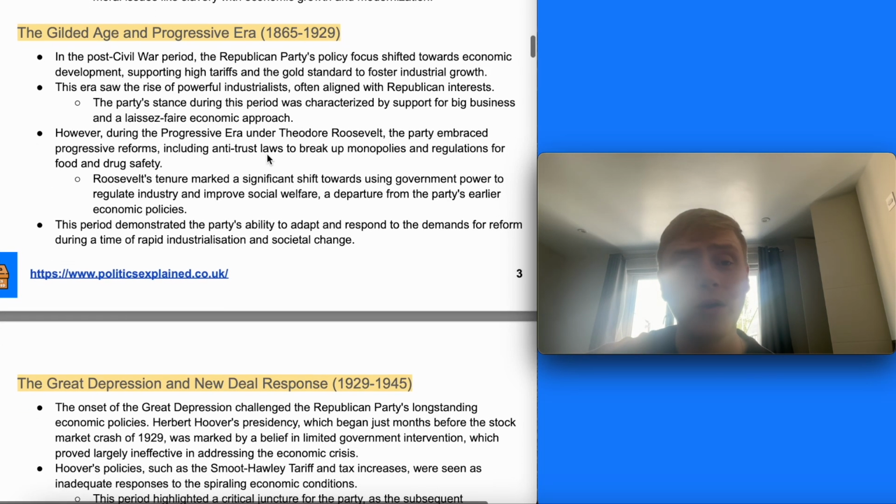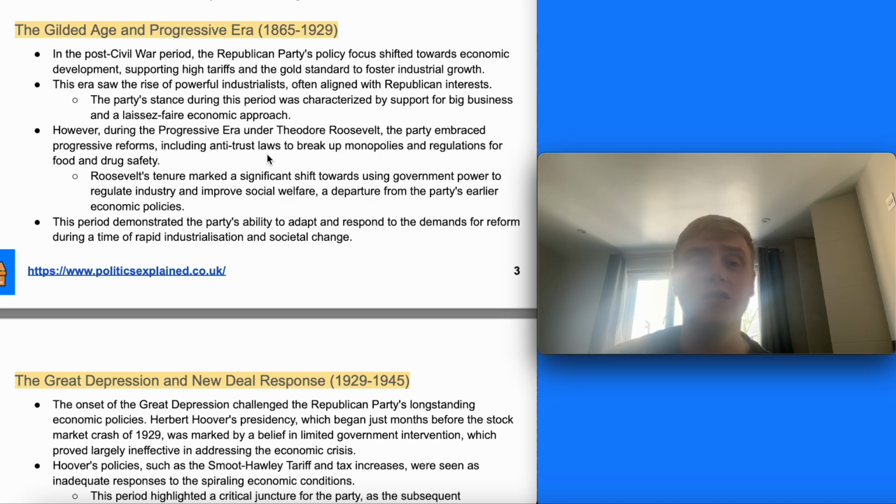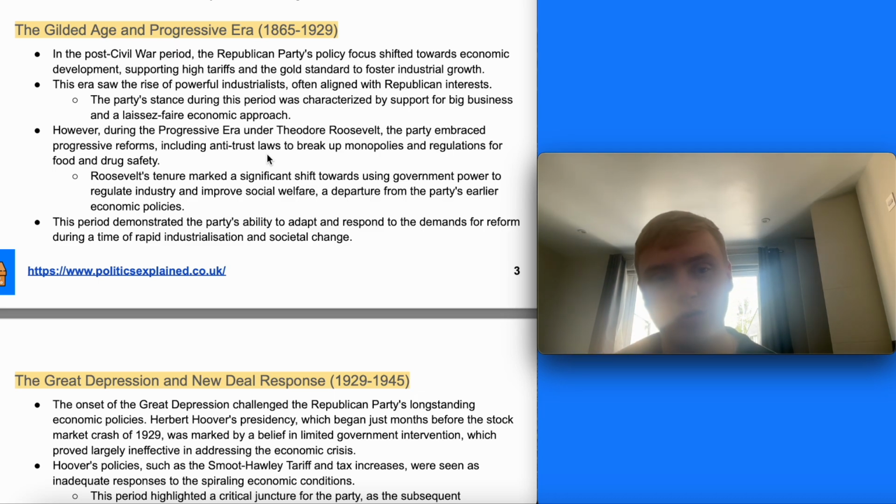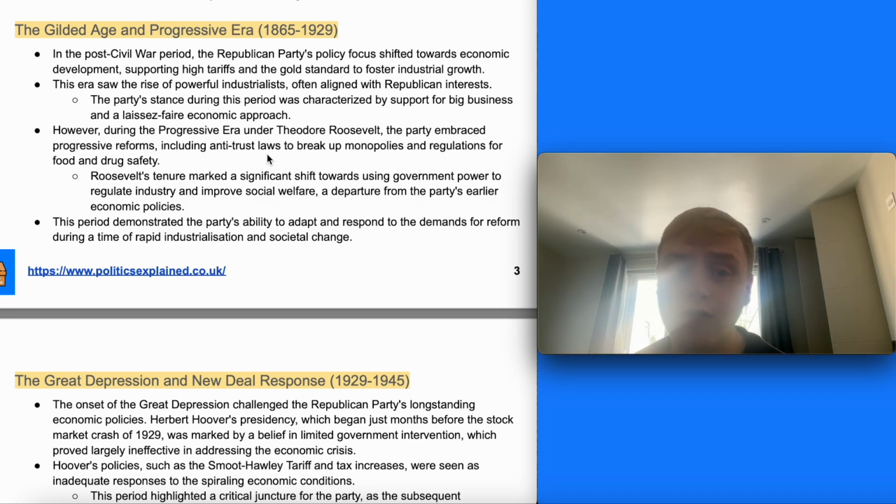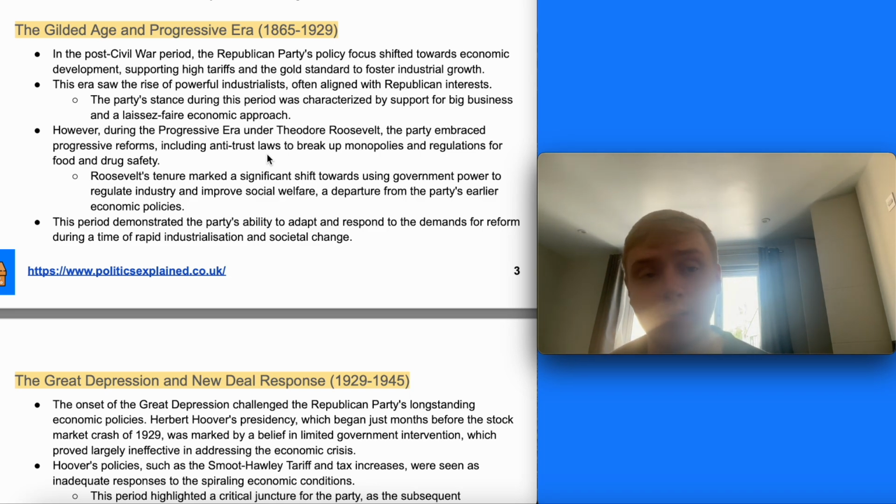So in the post-Civil War period, the Republican Party's policy shifted towards focusing on economic development, supporting high tariffs, and the gold standard to foster industrial growth. This era saw the rise of powerful industrialists, often aligned with Republican interests, and the party's stance during this period was characterized by support for big businesses and a laissez-faire economic approach.